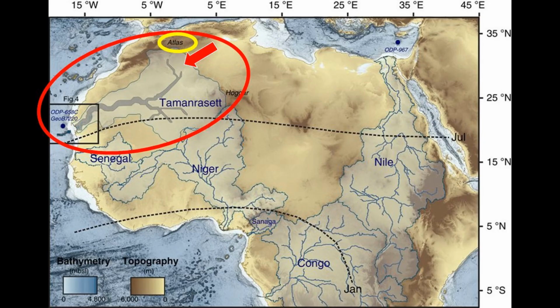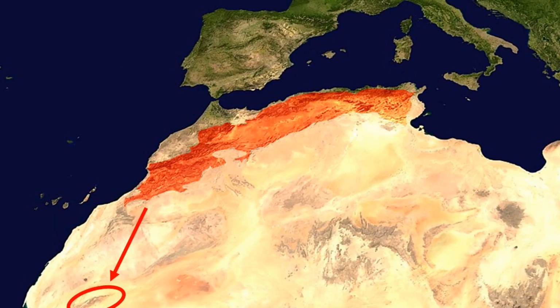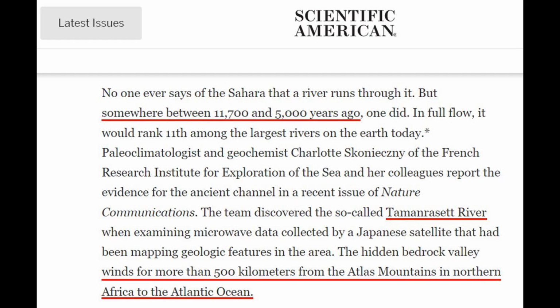And this is where it gets wild, because we now know through recent scientific studies that the ancient Tamanrasset River flowed from the Atlas Mountains and widened some 500 kilometers, or just over 300 miles, all the way to the Atlantic, and directly in the path of the Eye of the Sahara as far back as 11,700 years ago, before it mysteriously dried up approximately 5,000 years ago.